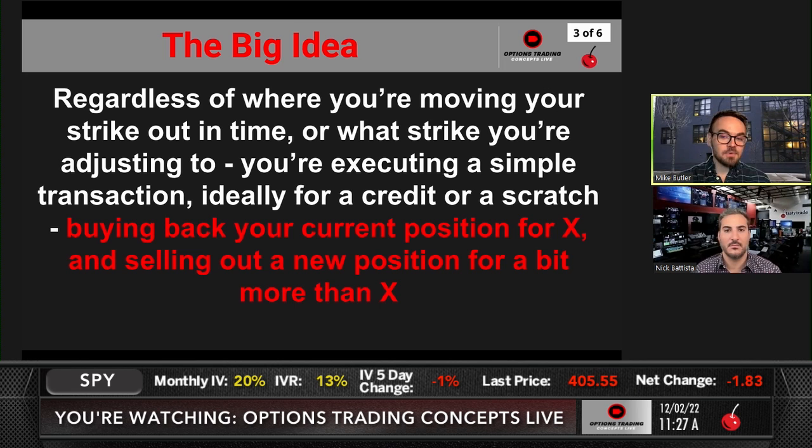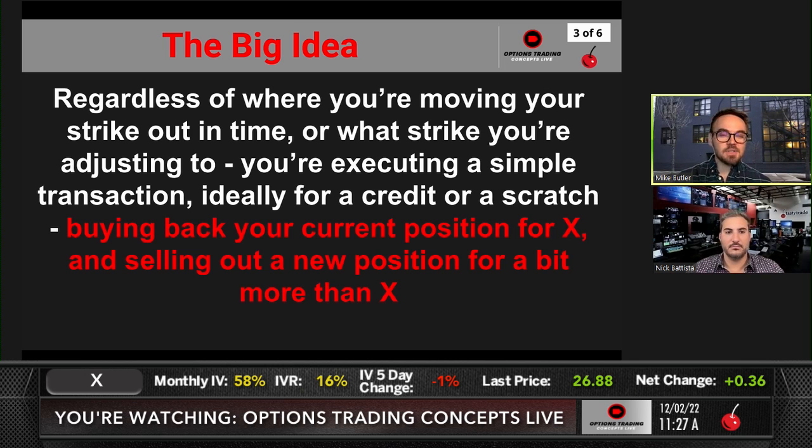And that's really what we're doing when we're moving positions out in time, rolling out in time to the next month, maybe adjusting the strike a little bit. The idea is to do it for a scratch or pick up a credit for the most part, because that is what reduces our basis time and time again over time. And that's really what we want to do because we can't predict where the market is going to go 100% of the time. Sometimes you'll be right, sometimes you'll be wrong.